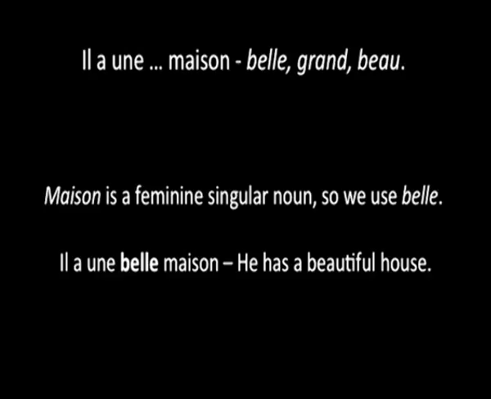Il a une blank maison. Belle, grand, beau. Maison is a feminine singular noun, so we use belle. Il a une belle maison. This sentence translates as he has a beautiful house.